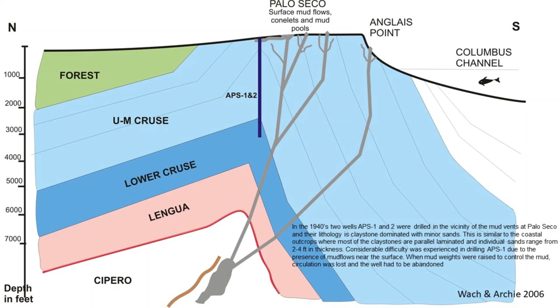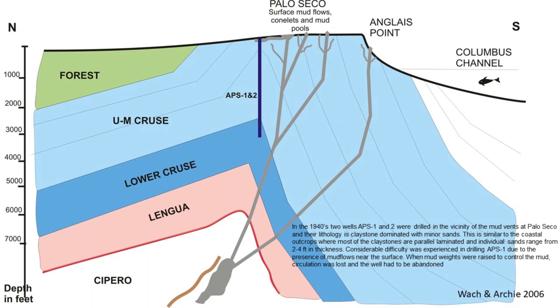This structural section shows that two wells, Apex Palo Seco 1 and 2, were drilled in the 1940s in the vicinity of the mud vents at Palo Seco. The lithology encountered is claystone with minor sands. This is similar to the coastal outcrops where most of the claystones are parallel laminated and individual sands range from 2 to 4 feet in thickness.